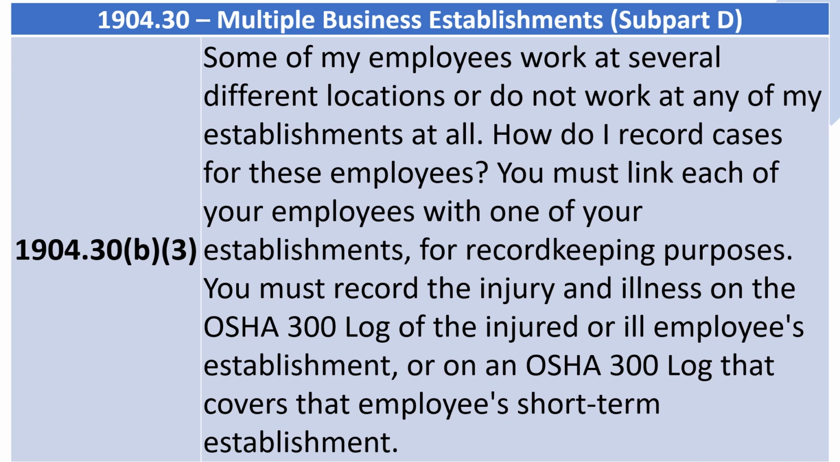1904.30b3, some of my employees work at several different locations or do not work at any of my establishments at all. How do I record cases for these employees? You must link each of your employees with one of your establishments, for record-keeping purposes. You must record the injury and illness on the OSHA 300 log of the injured or ill employee's establishment, or on an OSHA 300 log that covers that employee's short-term establishment.